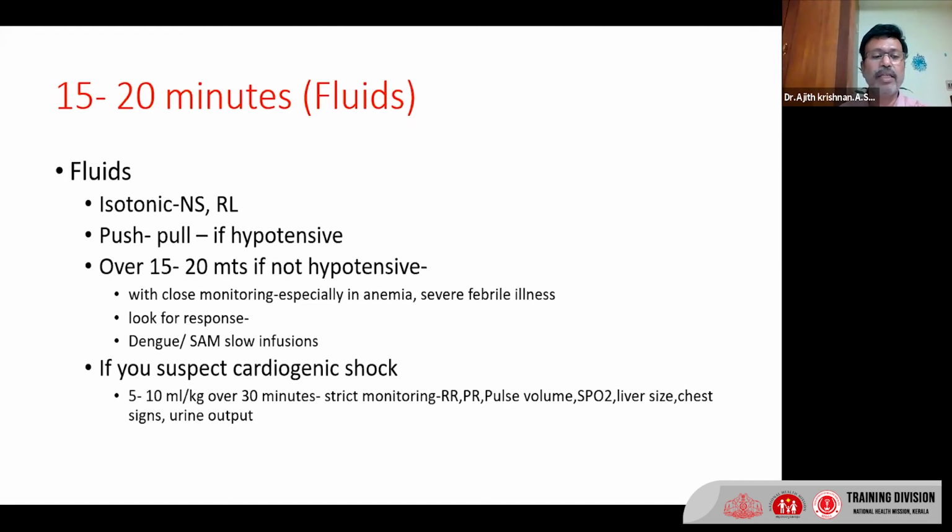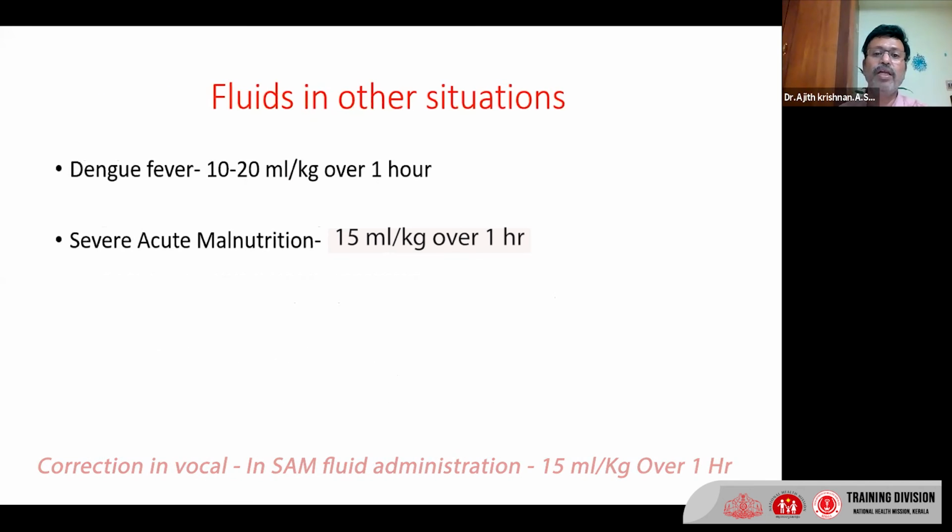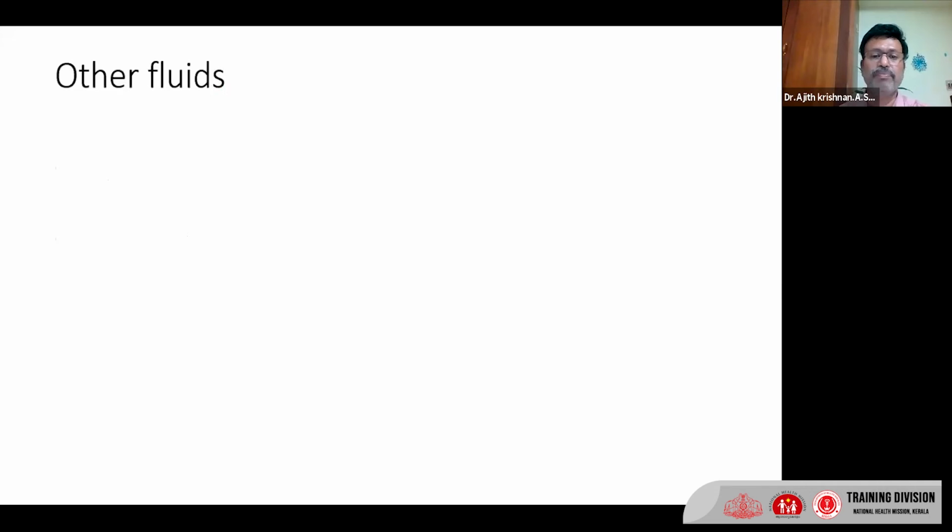If you suspect cardiogenic shock, that is, there is a child with heart disease, or you are suspecting MISC, especially whether the child will be having a cardiogenic shock, then you have to give 5 to 10 ml per kg over 30 minutes with strict monitoring of all these things. Fluid in other situations, I have already told. Dengue fever 10 to 20 ml per kg over 1 hour, and severe acute malnutrition, you are definitely getting such cases in our hospital, 15 ml per kg over 1 hour.